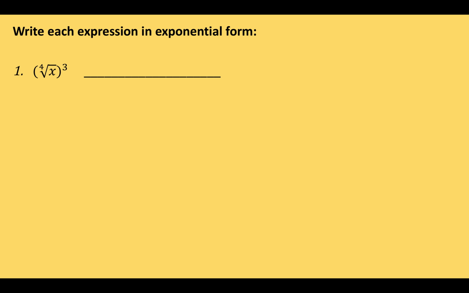So the next section, we are expressing in exponential form. So we have our inside of our parentheses, and then we're going to deal with the 3. So we have x to the 1/4 power, and then we're going to multiply that 1/4 by 3 because we have a power to a power. So we're left with x to the 3 over 4 power.